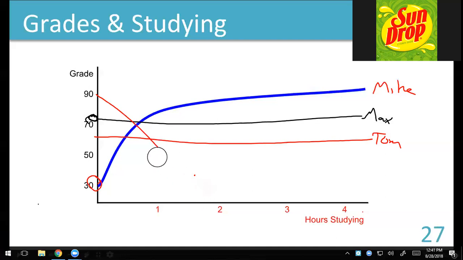Let's ignore me, which y'all have been doing for the last 40 minutes. Ignore me, ignore Mike. Which would you rather be? Max. How many of you would rather be Max? Half of you. How many of you would rather be Mike? Half of you. And then there's a couple of you that didn't vote.